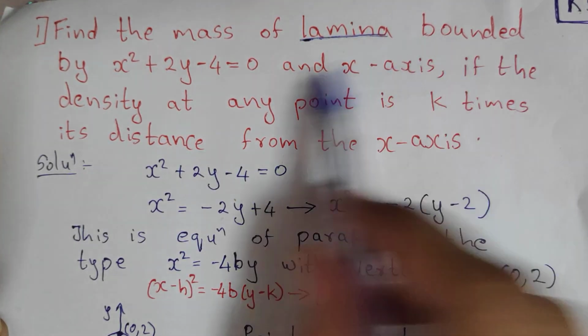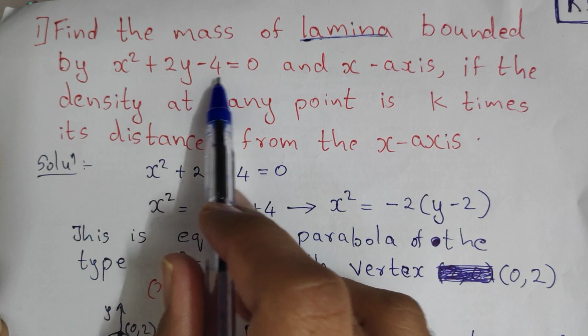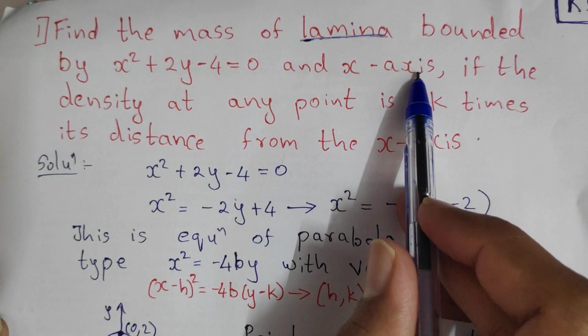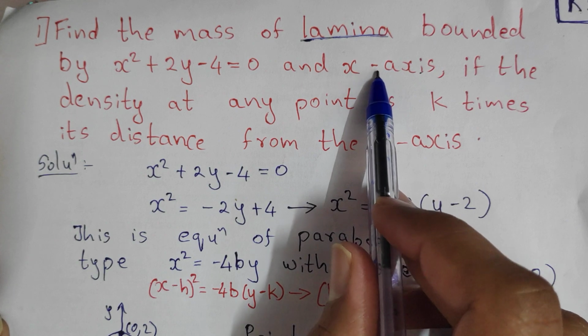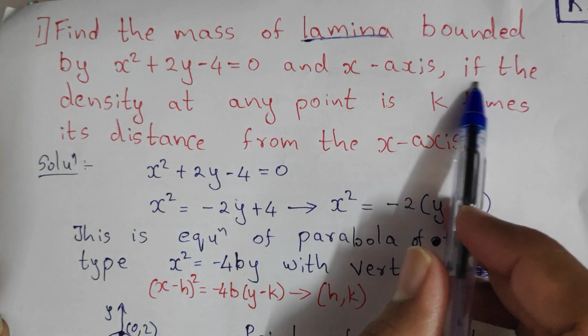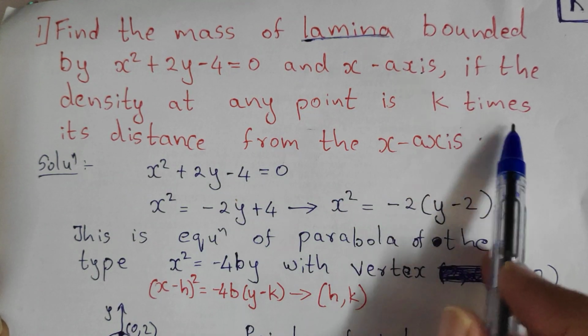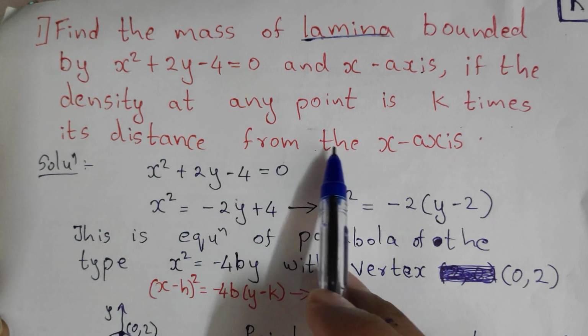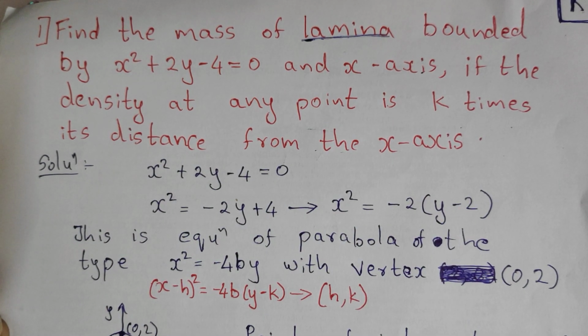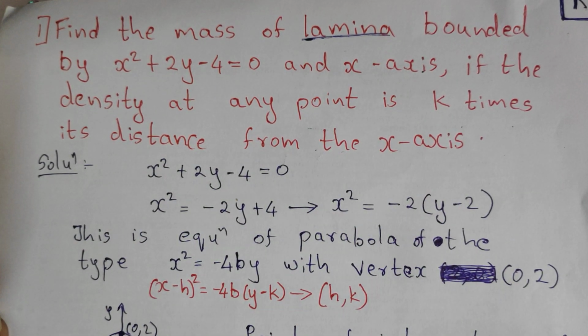It is given that it is bounded by the curve x squared plus 2y minus 4 equals 0 and the x-axis. So we'll draw the region and that will give us the plate. The density at any point is given as k times the distance of that point from the x-axis. So we'll find out later how to find the density.